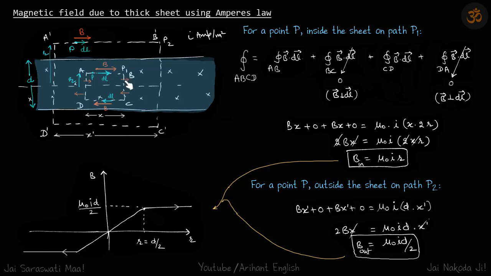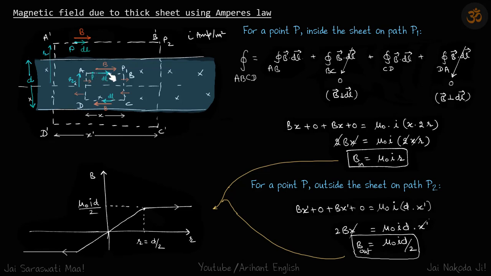So here B is towards right, DL is down. Here B is towards left, DL is down. Here B is towards left, DL is up. Here B is towards right, DL is up. So in both these paths, DL and B are perpendicular to each other. So their values become 0. What's left is path AB and CD.